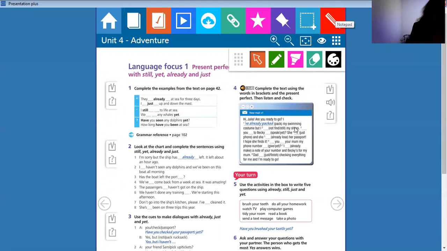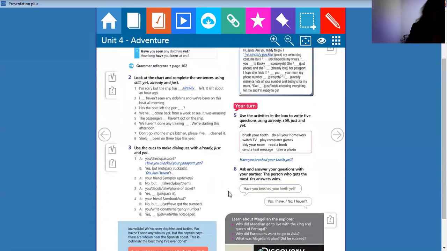Good. In exercise 5, you have your turn. What do you have to do? Use the activities in the box to write 5 questions using already, still, just, and yet. You have to practice, please. Have you brushed your teeth yet? Remember, yet is one of the expressions that you use at the end of the sentence, at the end of the question or negative sentence, okay? Now you have to use already, still, just. Remember, already, ya; still, aún, todavía; just, recién; yet, todavía. Okay, you have to remember this.